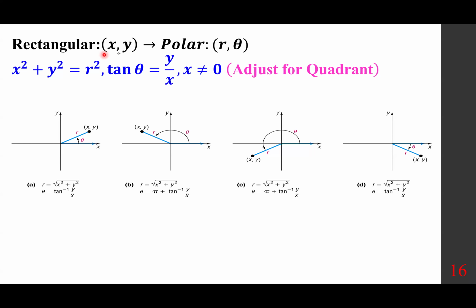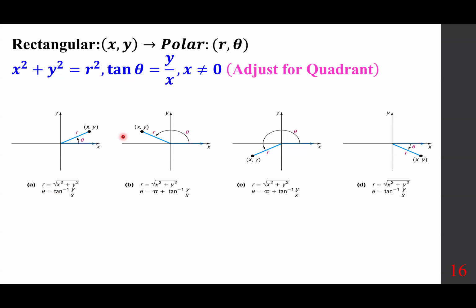All right, rectangular has coordinates x comma y, polar has coordinates r comma theta, and the relationship is as follows: x squared plus y squared equals r squared. Tan theta is y over x, or theta is tan inverse of y over x, okay? And adjust for quadrant. If we are dealing with the first quadrant, obviously theta is tan inverse of y over x.